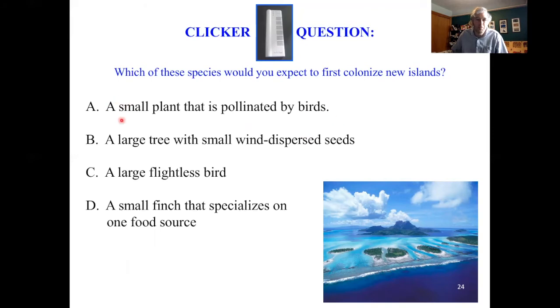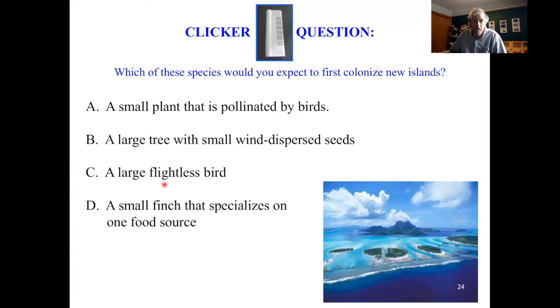Well, a small plant, after a plant has started to grow, it's pretty much stuck where it is. So the plant's size doesn't affect its dispersal. What affects a plant's dispersal is its ability to transport seeds. Seeds are where plants disperse all over the globe. So we can't really tell about that. And also, this plant is pollinated by birds. And what this means is if this plant wants to colonize a new island, the birds that pollinate that plant must already exist on the island. If the birds aren't there, the plant can never colonize. So it's pretty unlikely that a small plant pollinated by birds would be the first species to colonize new islands.